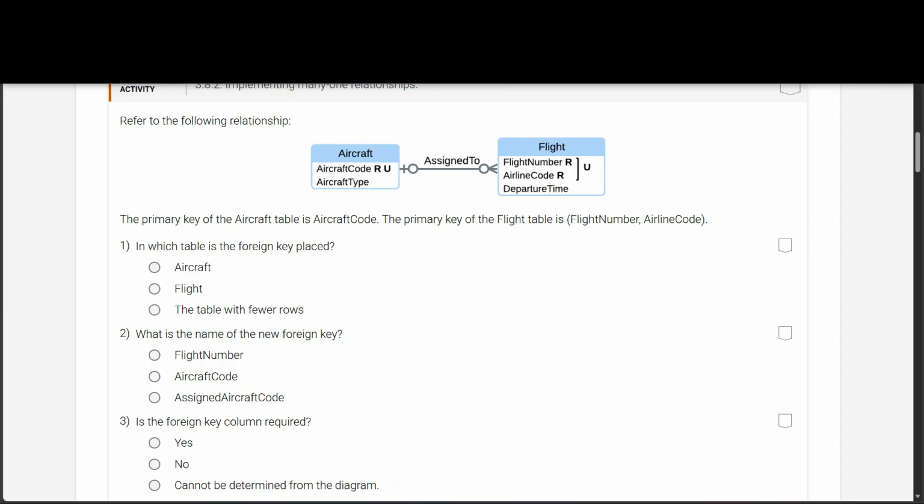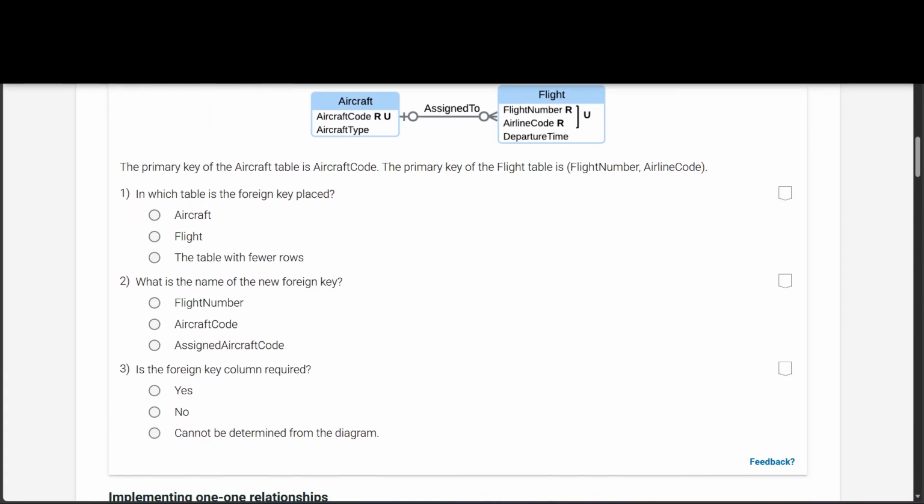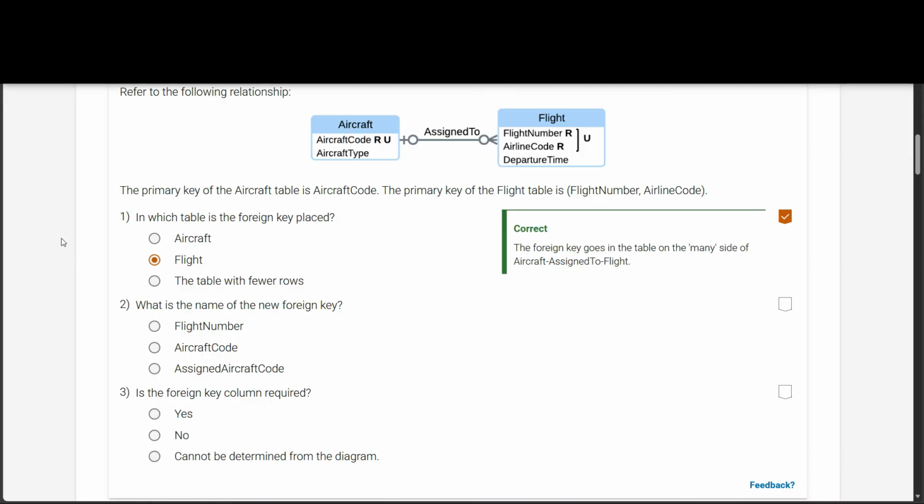So we have aircraft and flight. Aircraft code is assigned to flight number and airline code, and departure time. So the primary key of the aircraft is aircraft code. The primary key of the flight table is flight number and airline code. In which table is a foreign key placed? So in this case, it will be the flight table.